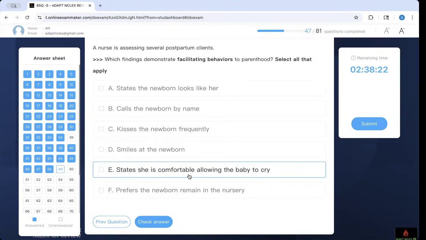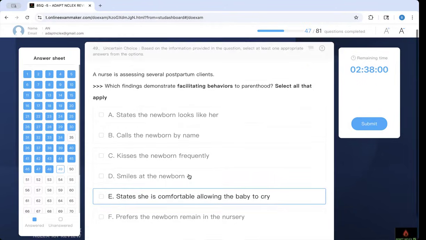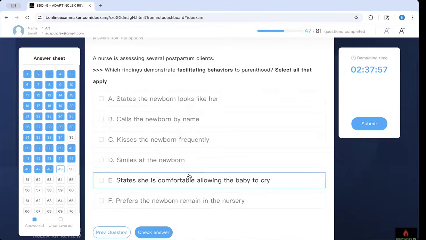States the newborn looks like her. That's what the mommy is saying. Calls the newborn by the name. Kisses the newborn frequently. Smiles at the newborn. States she is comfortable allowing the baby to cry and prefers the newborn remain in the nursery. Which one indicates facilitating behavior? That's the question. What do you think?